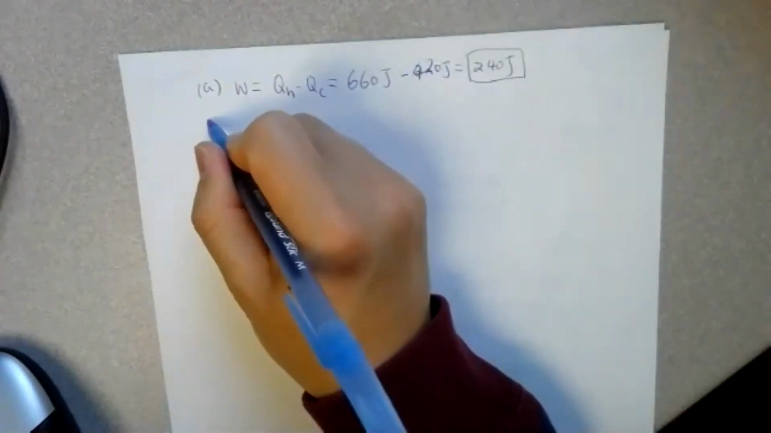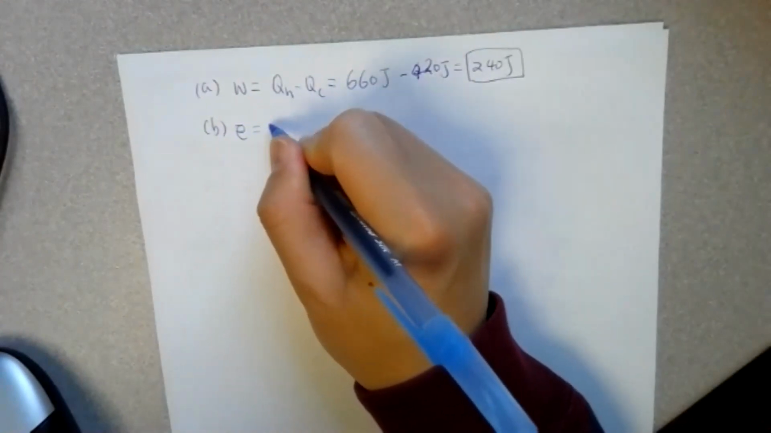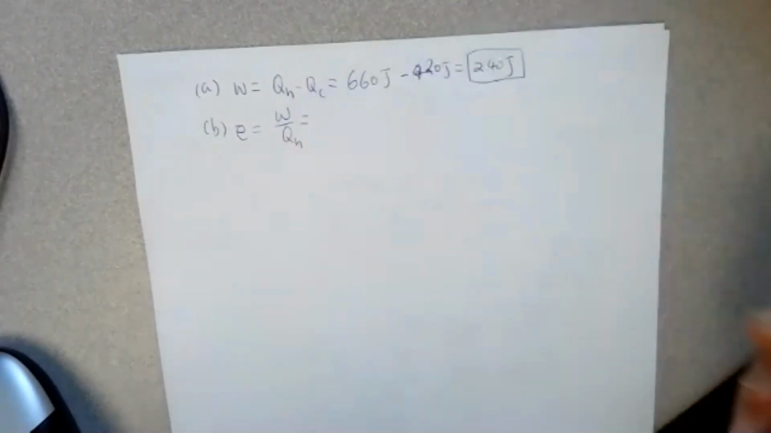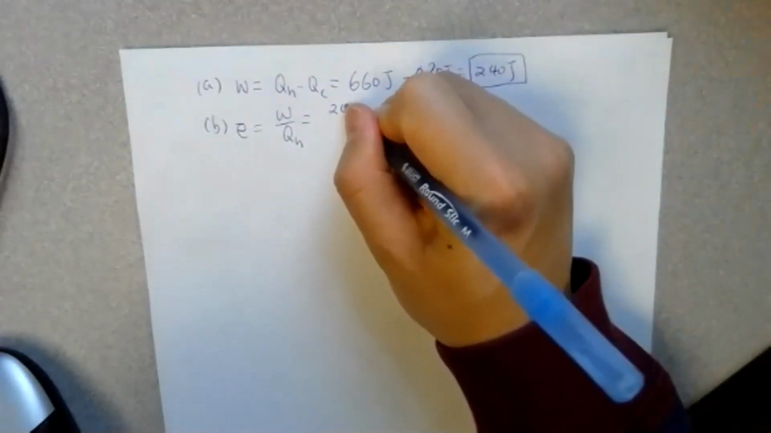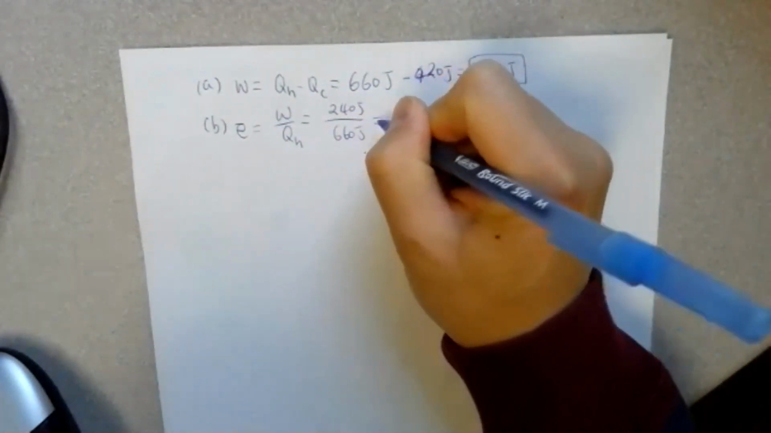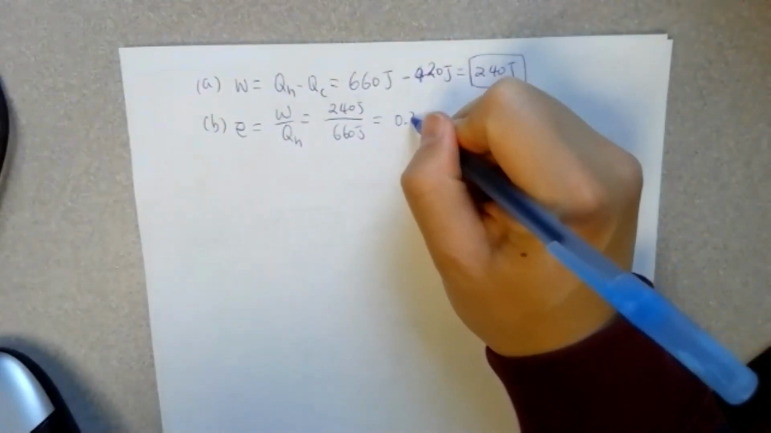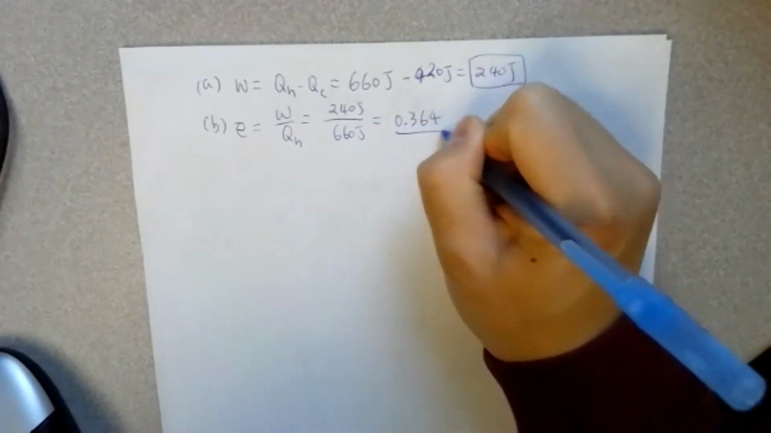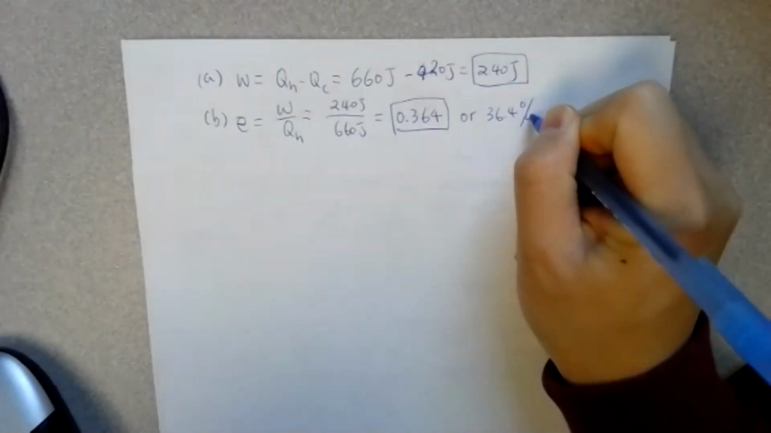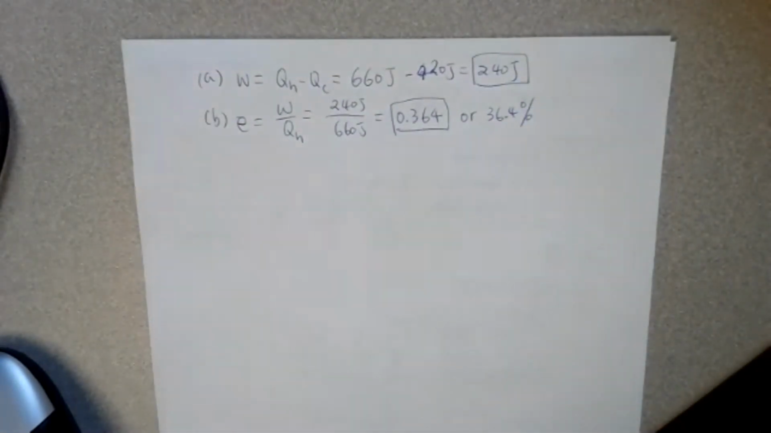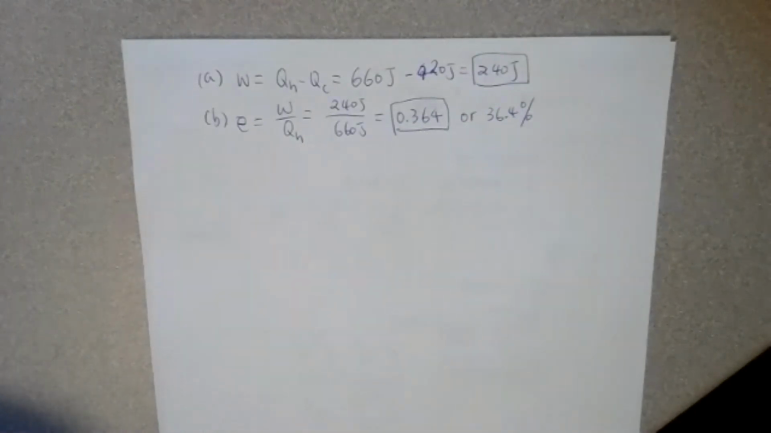Okay. Now for the efficiency, E will be equal to work divided by QH, the work done divided by the heat the engine takes in. So 240 joules over 660 joules, okay? That should be roughly 0.364, all right? A lot of times this can be expressed as a percentage: 36.4%. All right. So the responses I receive on this end, they are correct. But let me know if you have questions on this one.